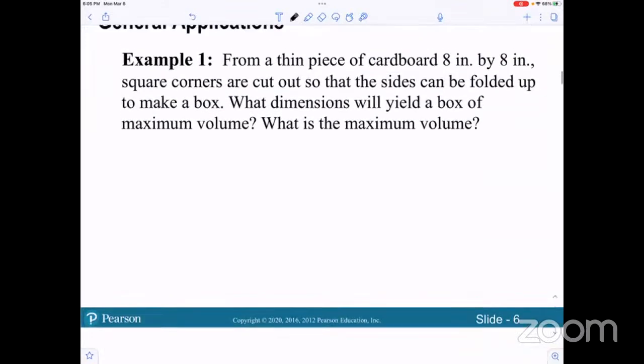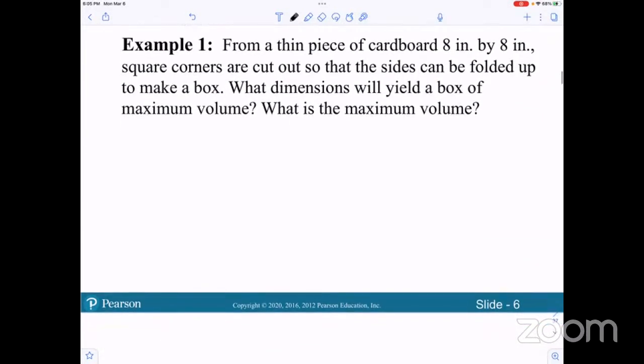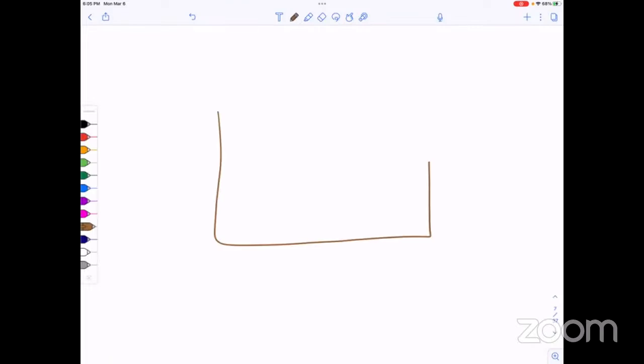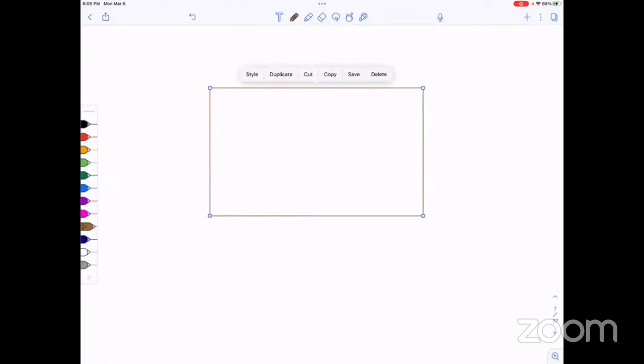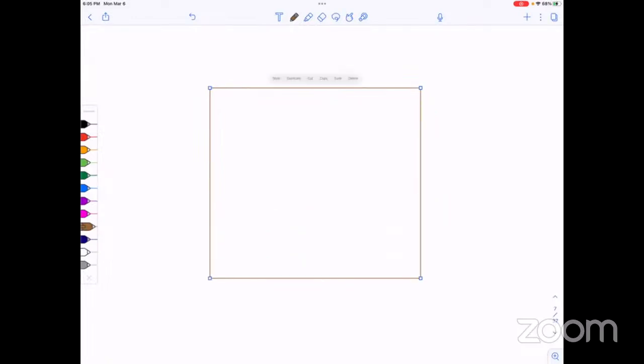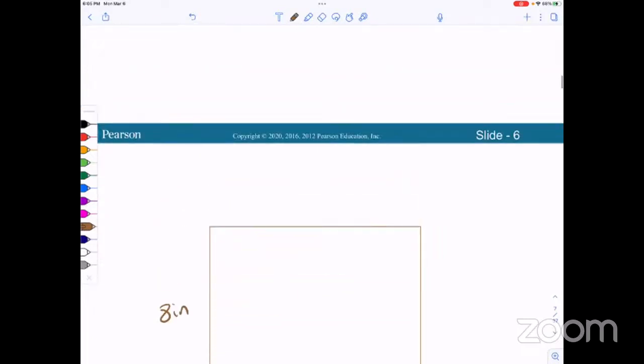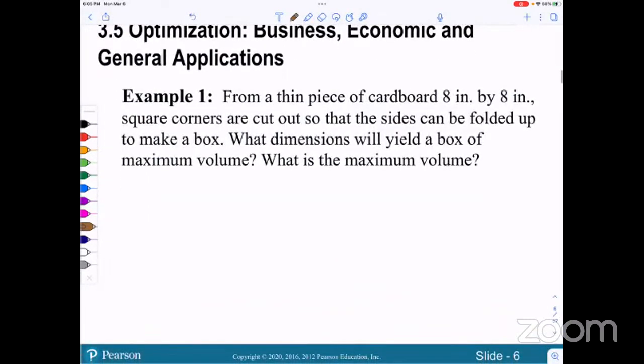So we're starting with a piece of cardboard that's 8 inches by 8 inches. We're going to start with a flat piece of cardboard, 8 inches by 8 inches, so it should be a square. Then the instructions say that square corners are cut out so that the sides can be folded up to make a box.